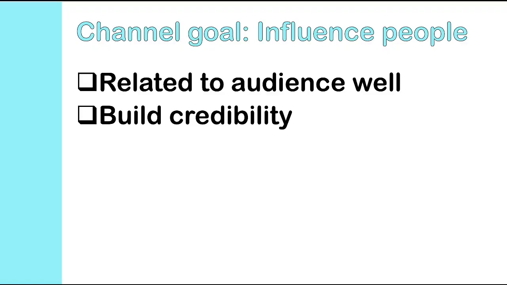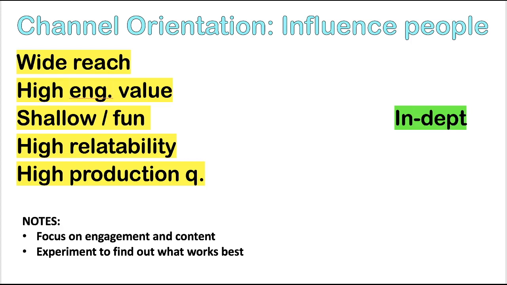Now we turn to the third type of channel. This is where the channel is designed to influence people. The key thing is the channel needs to be designed so the YouTuber can easily relate to his audience, and you also want to design things to build credibility. In general, most of the factors that characterize this type of channel are going to be in the yellow group.